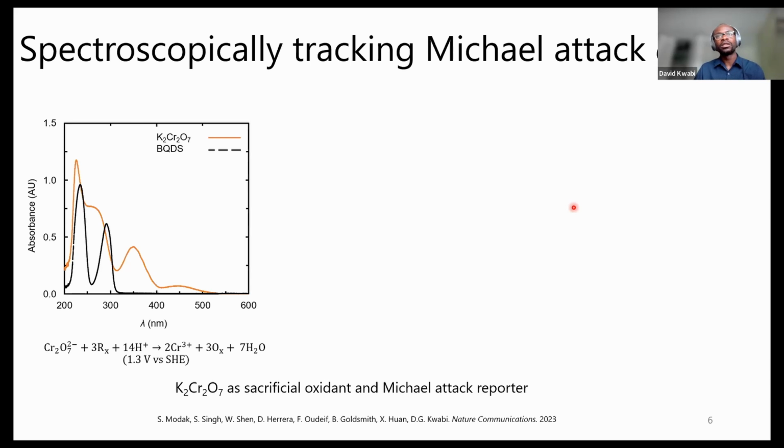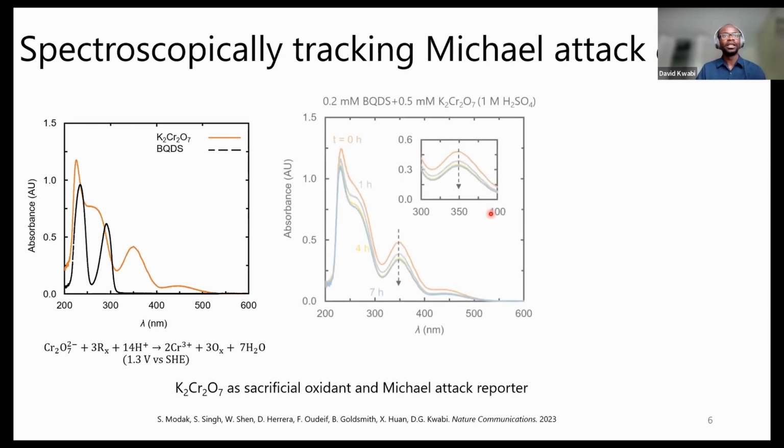Our approach was dependent on the fact that Michael attack was expected to result in the formation of reduced species. And so we decided to track that reaction spectroscopically using potassium dichromate. The idea is that dichromate is a strong oxidant, and in principle, it should oxidize any reduced species that are formed as a result of Michael attack. So if you put dichromate and BQDS together in a vial, and measure the concentration of dichromate over time, that reduction in concentration should correspond to the rate of Michael attack.